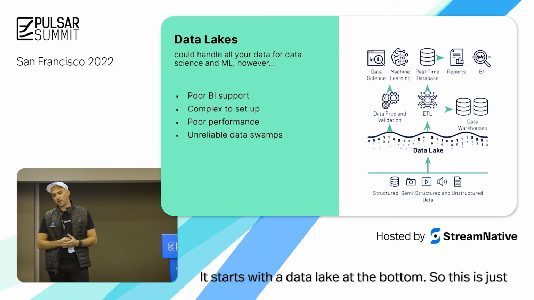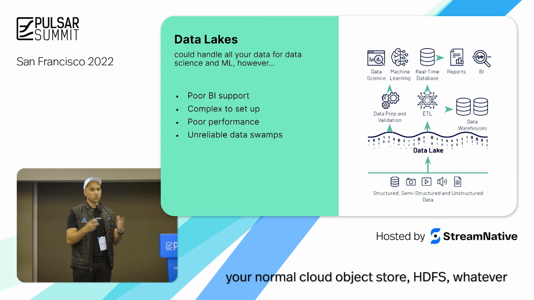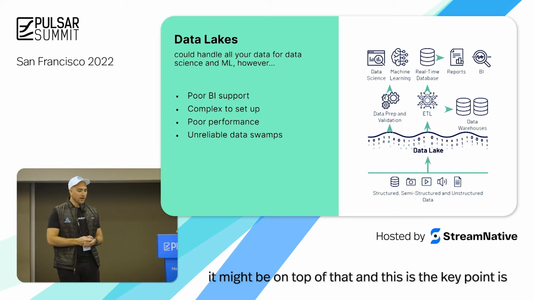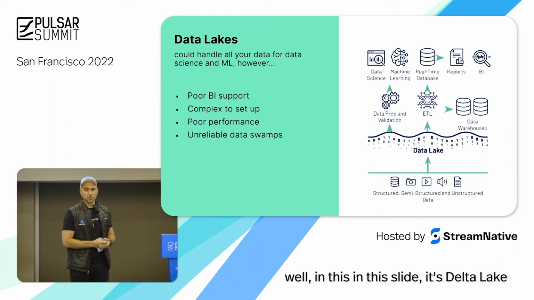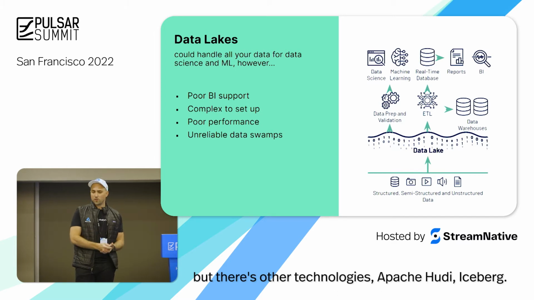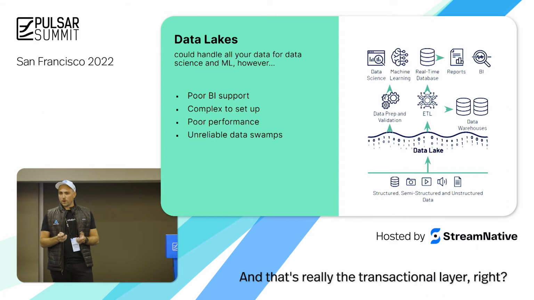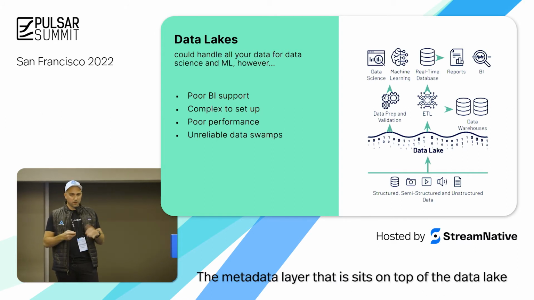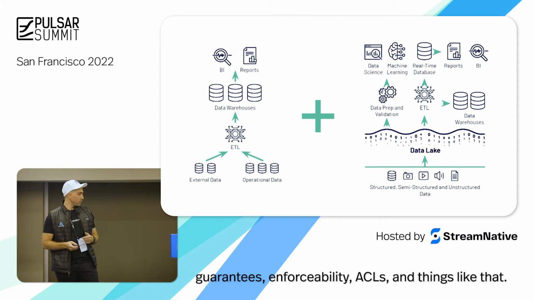It starts with a data lake at the bottom. So this is just your normal cloud object store, HDFS, whatever it might be. On top of that, and this is the key point, is, well, in this slide it's Delta Lake, but there's other technologies, Apache Hudi, Iceberg, and that's really the transactional layer, right? The metadata layer that sits on top of the data lake. And that's the layer that provides you schema guarantees, enforceability, ACLs, and things like that.